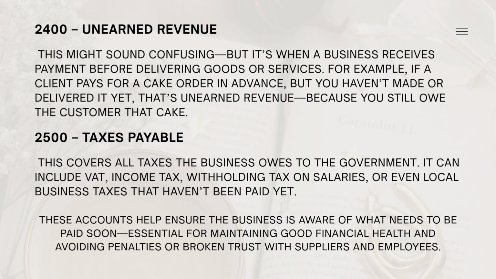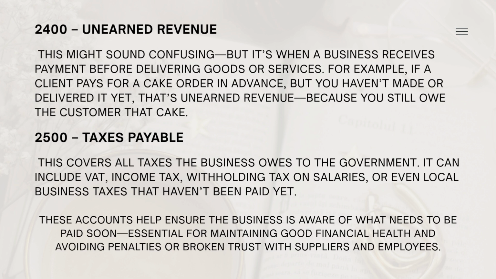2400, unearned revenue. This might sound confusing, but it's when a business receives payment before delivering goods or services. For example, if a client pays for a cake order in advance, but you haven't made or delivered it yet, that's unearned revenue because you still owe the customer that cake.